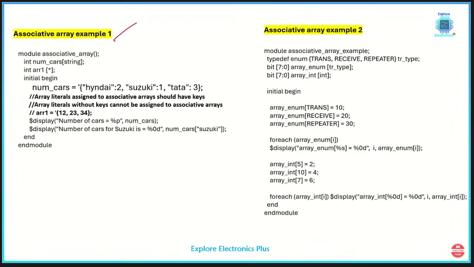This is the very first example. Here we have defined a module associative array. int num_cars is the name of the array and the index is string type. And also we will be having one more int array1 here with a star. So you can see the declaration and the initialization. num_cars is equal to, this is the index and this is the value. The index is of string type for num_cars. So this is the index and this is the value, this is the index, this is the value.